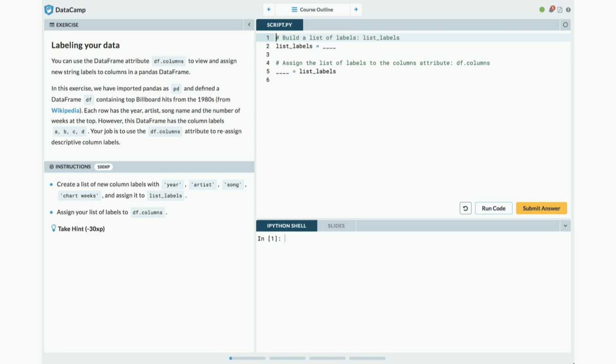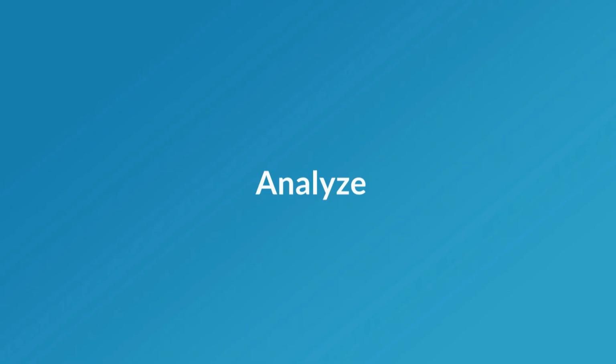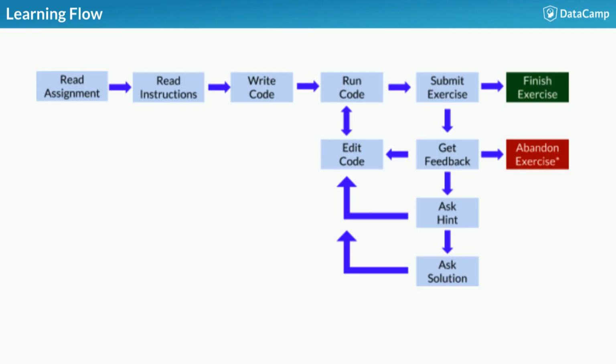So I quickly wanted to show you our basic learning interface again. On the top left side, you have the assignment. Bottom left, the instructions. Then there's the code editor where students go in and try to come up with the solution. Really every student goes through a learning flow. They read the assignment, read the instructions, try to come up with the answer, write the code, run the code, see what it gives them, and then they submit the answer.